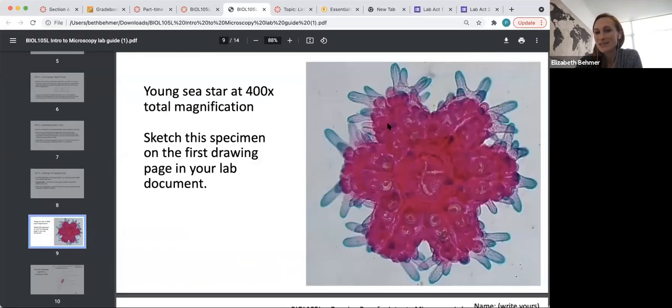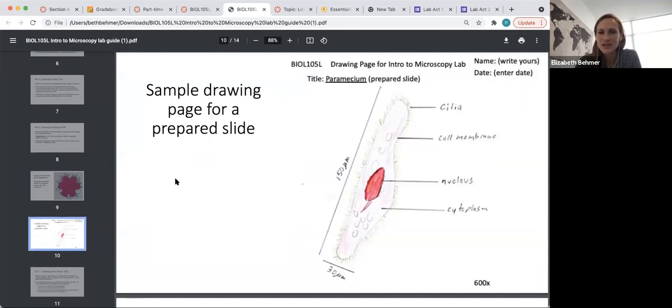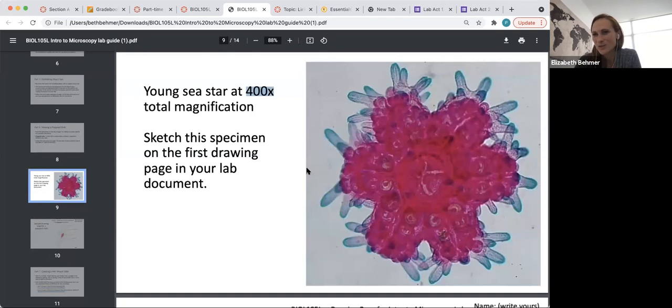Here's a young sea star at 400 times total magnification. So the lab guide gives you the title of the drawing that you'll use, as well as the total magnification that you'll add. And you'll just sketch this specimen on the first drawing page in your lab document. Here's a sample drawing page for a prepared slide. You have a title, the name, the date, the total magnification at the bottom, and you'll be doing a drawing of this prepared slide, which we're giving a picture of. So we give you the total magnification and the title, and then just include your name.